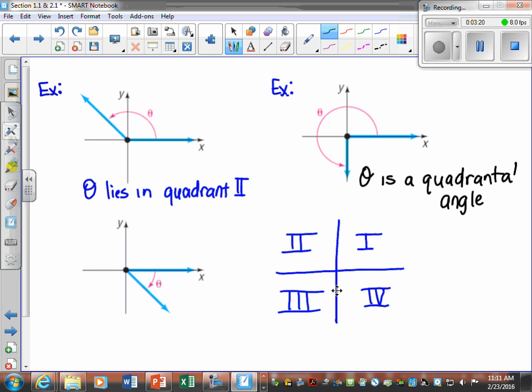We look at this last example over here, and if I ask you what quadrant does angle theta lie in, we'll say theta lies in quadrant what? Good, quadrant 4. Okay, so locations, and like I said, the quadrantal angle is the one that has a special name. It's a special case. The terminal side lands on an axis.